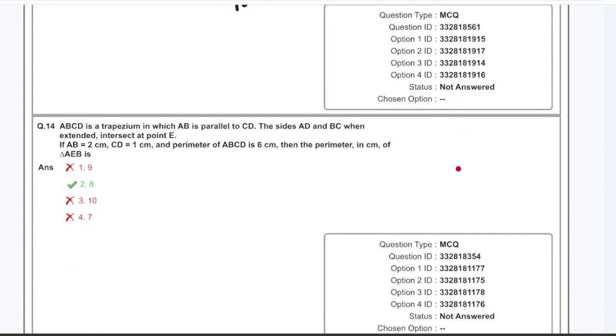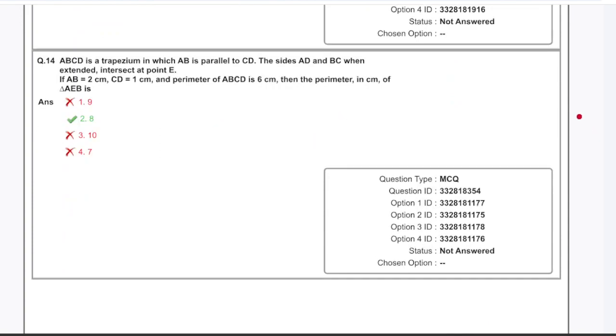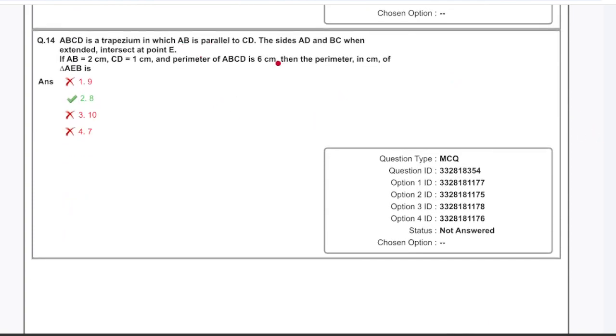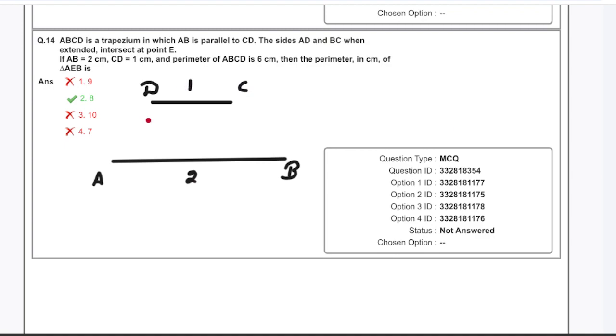Now look at the question number 14. It says if ABCD is the trapezium with AB parallel to CD, sides AD and BC when extended intersect at point E. AB is 2, CD is 1. So let's say smaller one is AB. Sorry, smaller one is CD and the bigger one we have AB. So they are parallel to each other. Let's say this is AB, it is 2, and this is CD, which is 1. And then this is a trapezium, so let's make them.